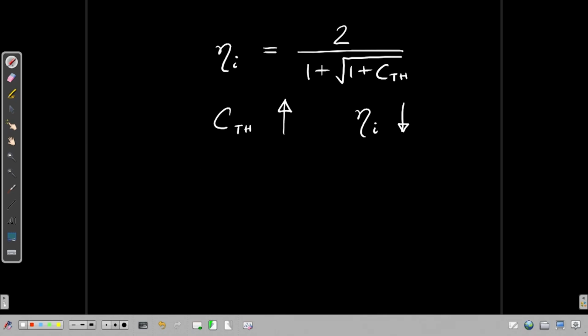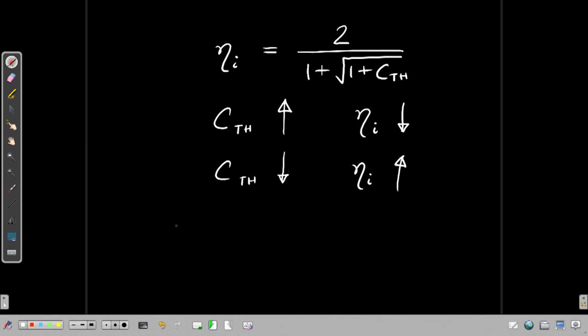So, if this thrust loading coefficient increases, the ideal efficiency will decrease. On the other hand, if CTH decreases, the ideal efficiency can be increased. Now, this has a simple practical implication. For example, if we have a propeller of higher diameter as compared to another propeller which has a lower diameter, then for the same thrust output, the propeller having the higher diameter can operate at a higher efficiency.